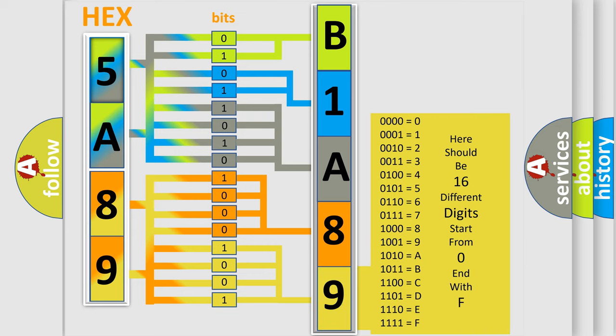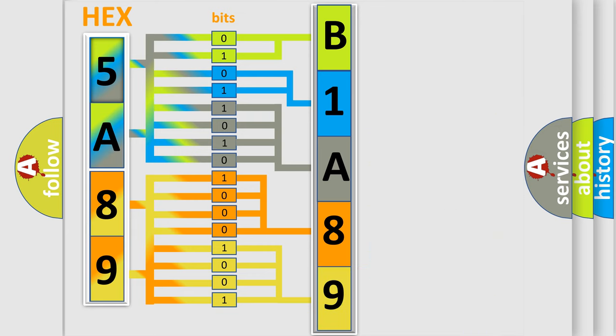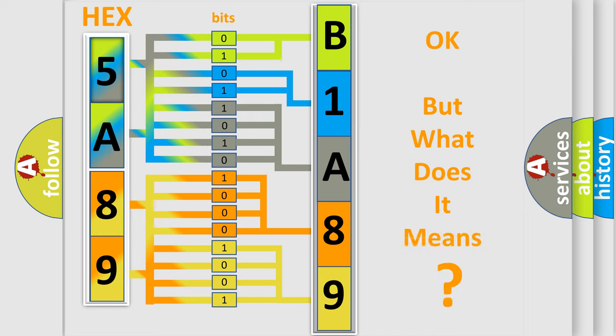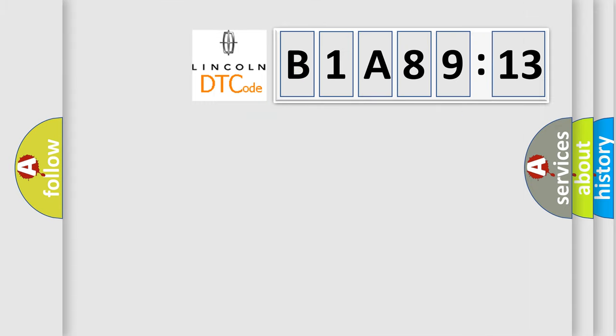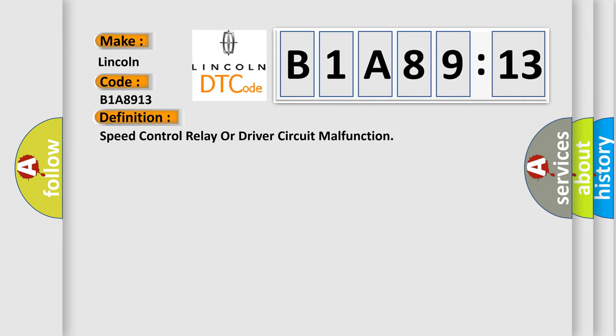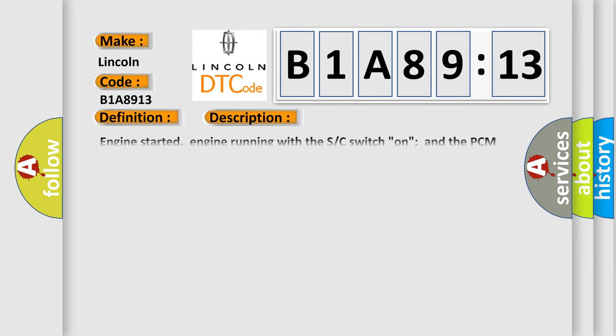We now know in what way the diagnostic tool translates the received information into a more comprehensible format. The number itself does not make sense to us if we cannot assign information to what it actually expresses. So, what does the diagnostic trouble code B1A89-13 specifically mean for Lincoln vehicles? The basic definition is speed control relay or driver circuit malfunction. And now this is a short description of this DTC code.